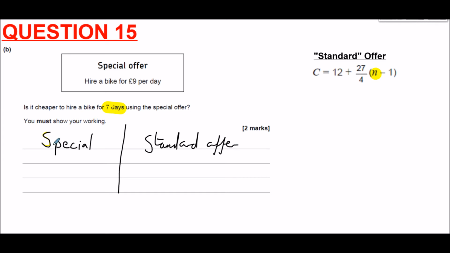The special offer is easy to work out. £9 per day for 7 days. We just need to do 9 times 7, which is £63.